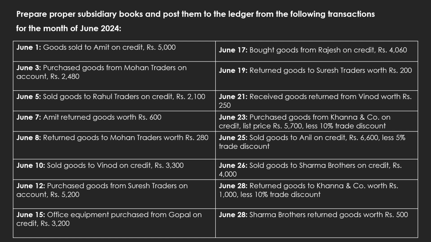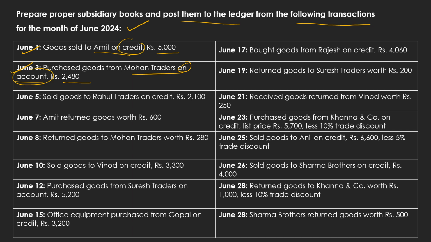Let us solve a question so that we will be able to understand how to do balancing of accounts. Prepare proper subsidiary books and post them to the ledger from the following transactions for the month of June 2024. June 1, goods sold to Amit on credit rupees 5,000. June 3, purchased goods from Mohan Traders on account rupees 2480. See, on account, credit, everything means credit purchase.